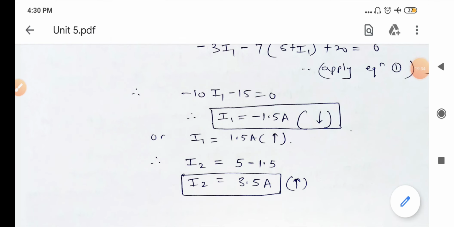So this is all about loop analysis, mesh analysis and super mesh.